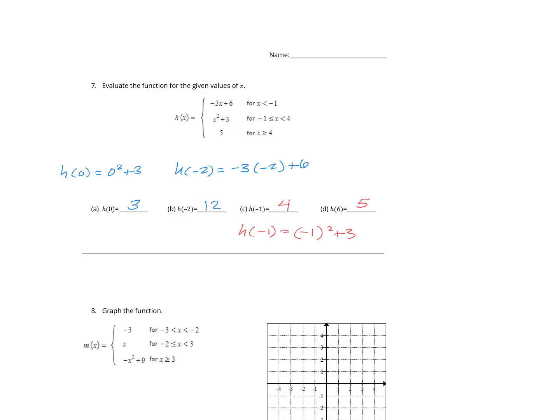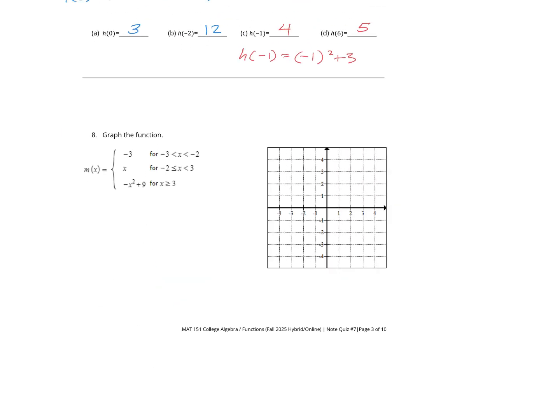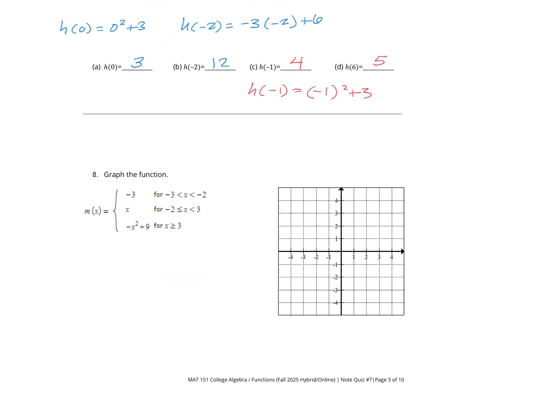All right, now let's talk about graphing a piecewise function. When you graph a piecewise function, you want to divide it into the two different regions that are being specified. So for starters, we're going to get a function value, or a y value, of negative 3 between negative 3 and negative 2. What that means is that we're going to have a value of negative 3 on this interval here. It's going to be an open circle because of the greater than negative 3, and an open circle there on the negative 2 because it is strictly less than negative 2.